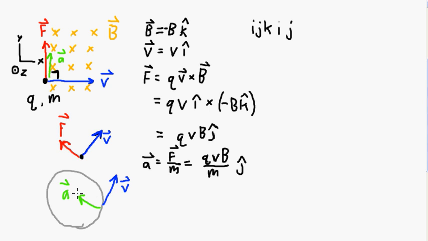this particle is going to accelerate into a circle, and so we can find all sorts of things about the circle, right? We can find the radius of the circle by taking our good old friend a equals v squared over r. We take our acceleration, which was qvB over m, and then we cancel some stuff there.